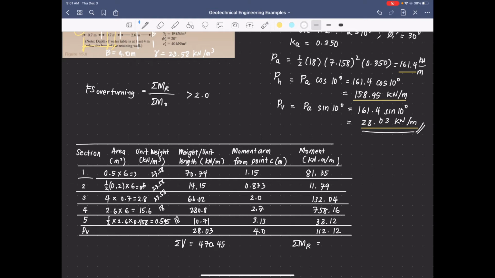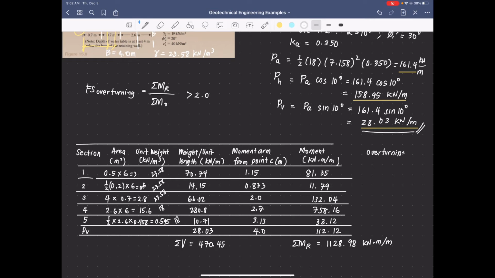This is equal to 1128.98, in kilonewton meter per meter. Okay, so this now is the total moment resisting.